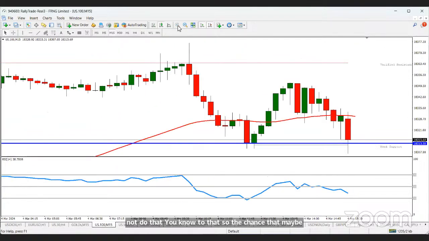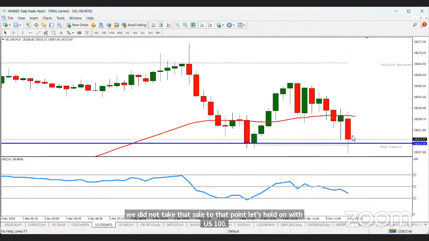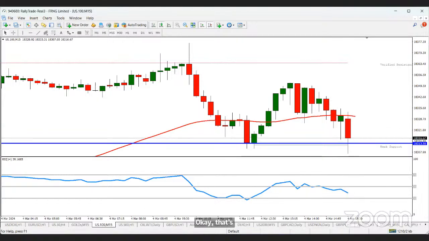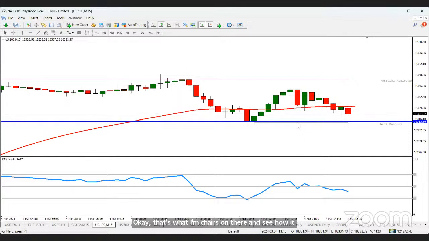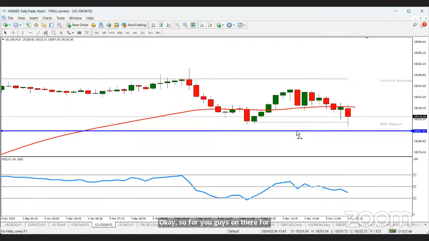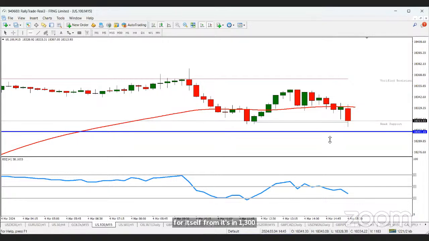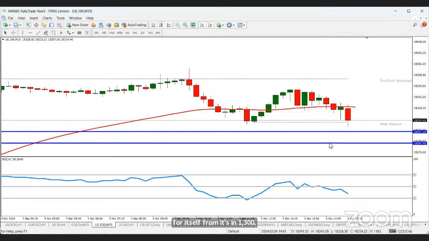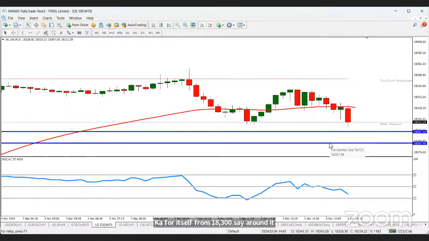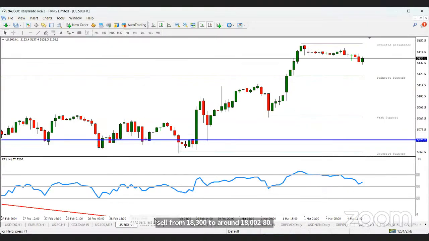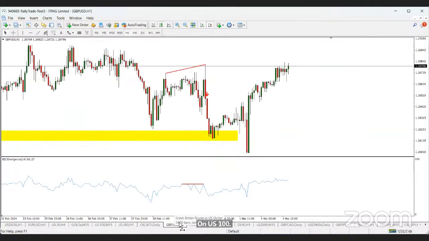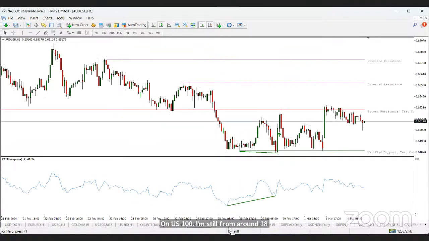Let's hold on with US 100 and see how it relates to this weak support. We can look out for a sell from 18,300 to around 18,280 on US 100.